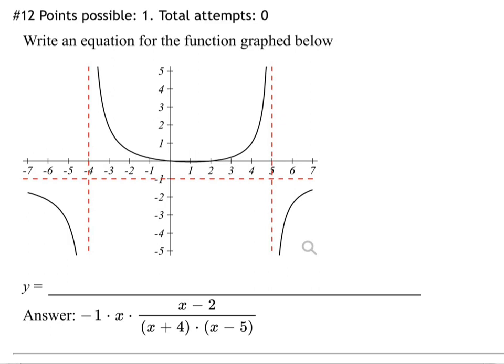Okay, so this one's pretty much the same thing. Y equals a. On the top go the x-intercepts. On the bottom go the vertical asymptotes. Now, the graph isn't very good on this one. Let me help with that.